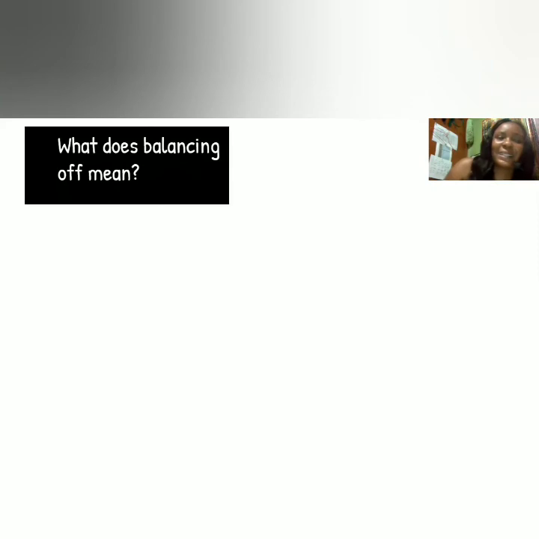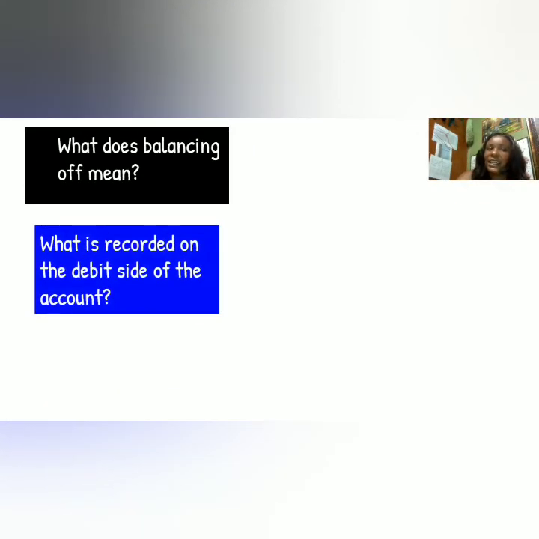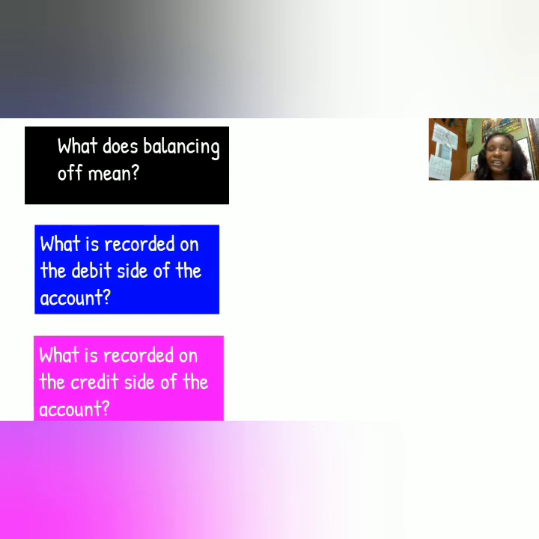Let us review. What does balancing off mean? Very good. Balancing off means we find the difference between our debit entries and our credit entries. It is recorded on the debit side of the account. Awesome. So the debit side records whatever is going into the account. What is recorded on the credit side of the account? The credit side records whatever is coming out or going out of the account.